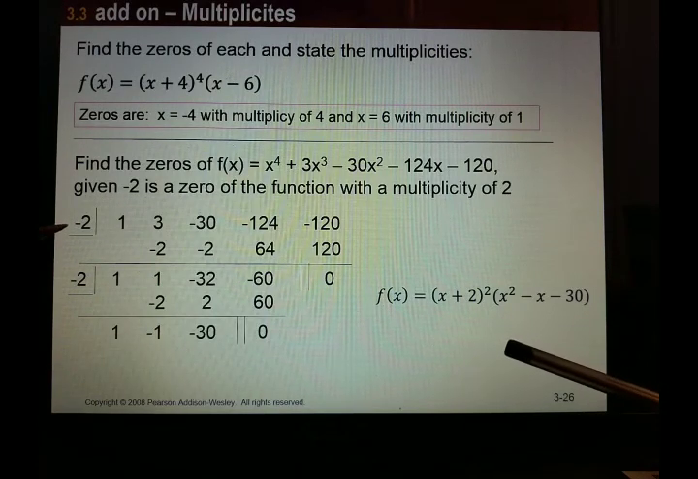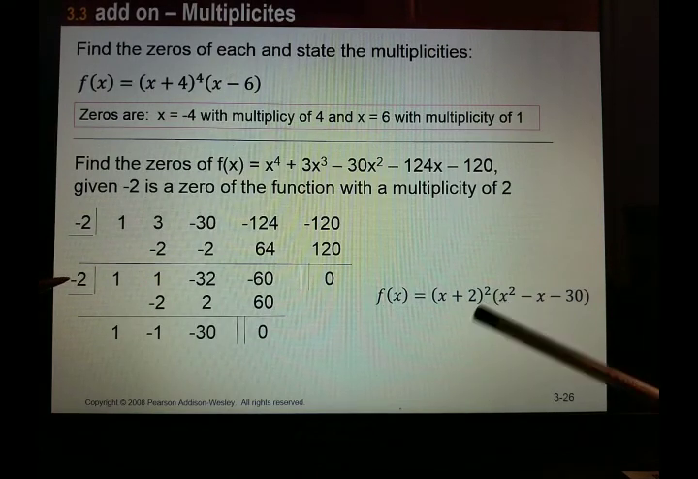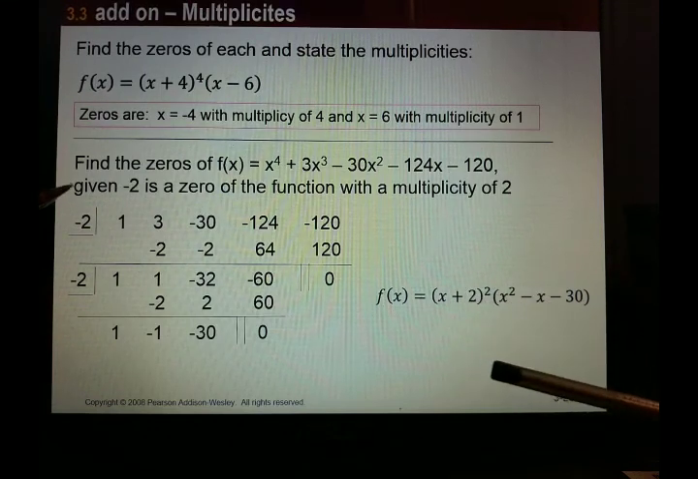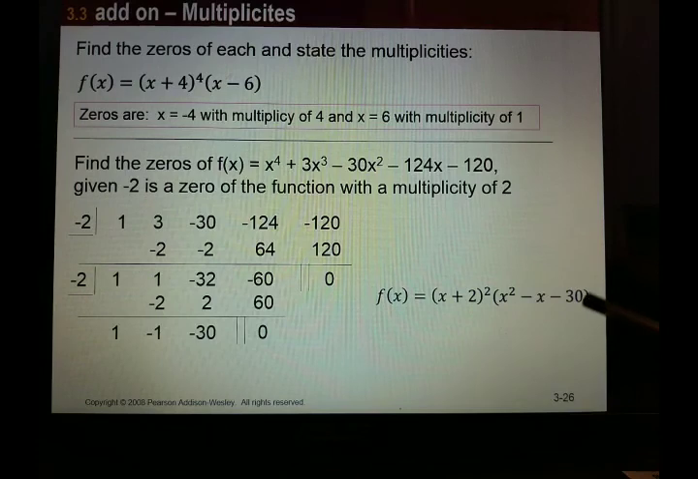From over here, we had x equals -2. So the factor was x plus 2. There were 2 of them, so that had a multiplicity of 2 right there. All right, so we already have the first factor. We already have that 0. I'm supposed to find the zeros, so I need to go ahead and finish factoring this.